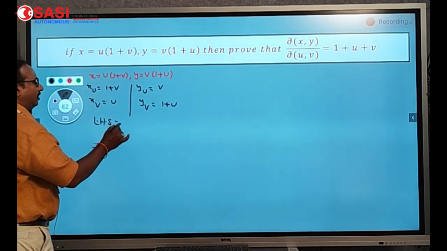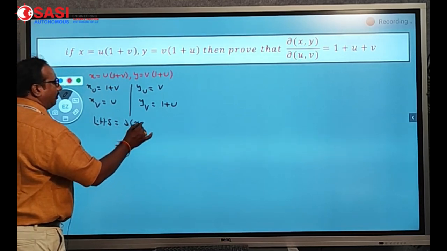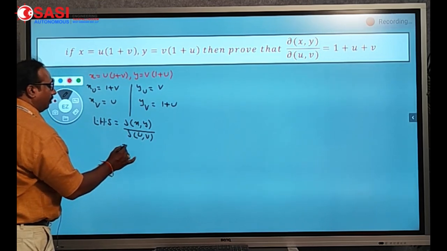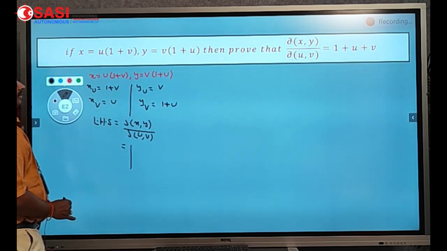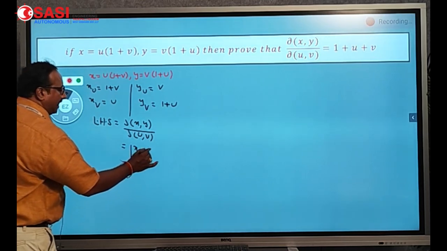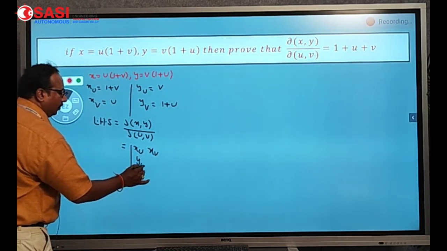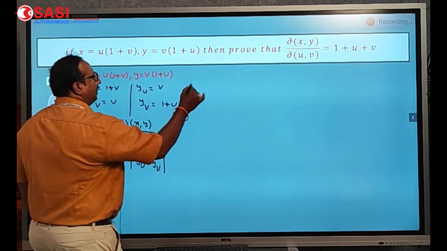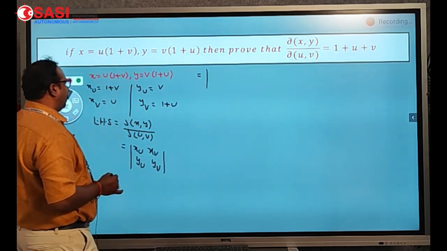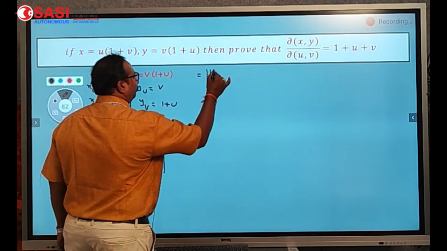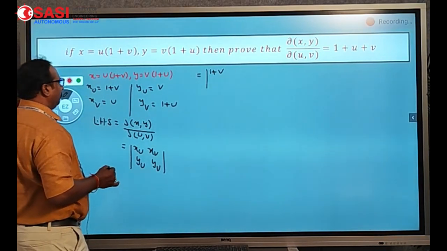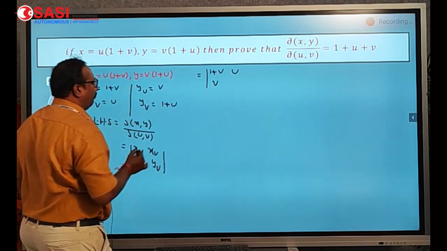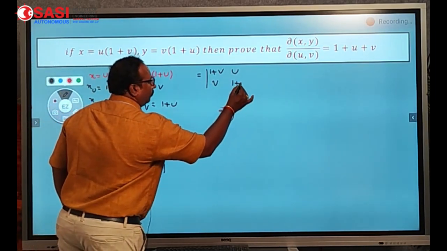What is LHS given? ∂(x,y)/∂(u,v). Okay. So write the formula for Jacobian. Here xu, xv, yu, yv. Okay. Now substitute all the values. Det of xu. What is xu? 1 plus v. Now xv, that is u. Now yu, that is v. yv, 1 plus u. Okay.